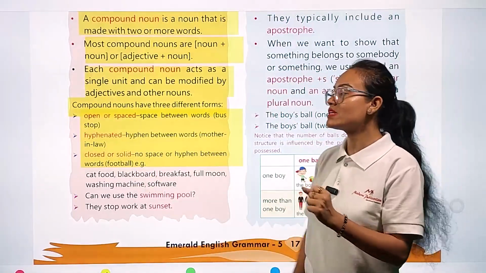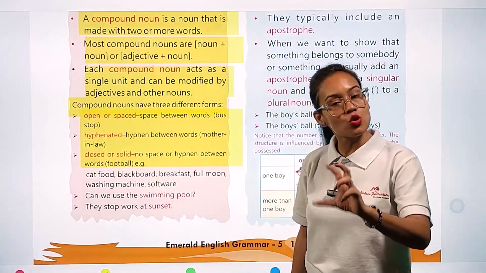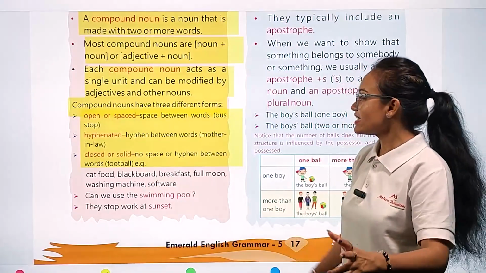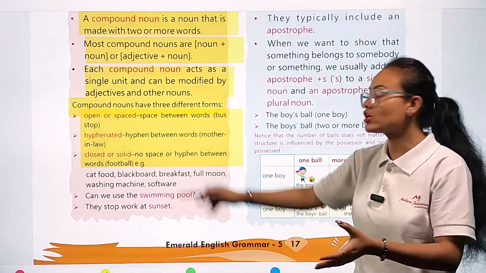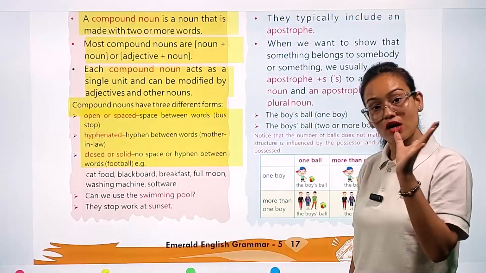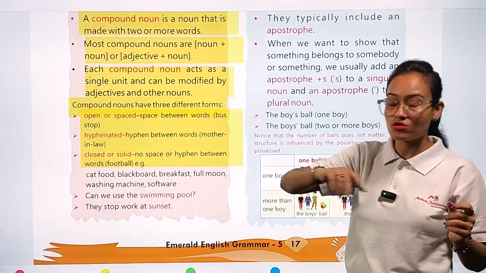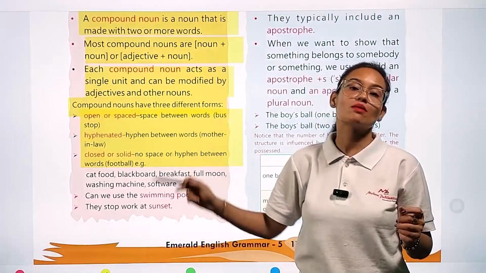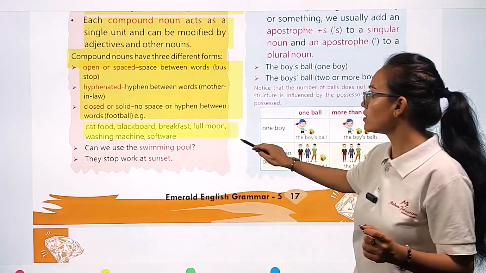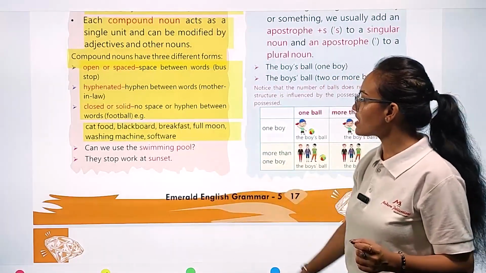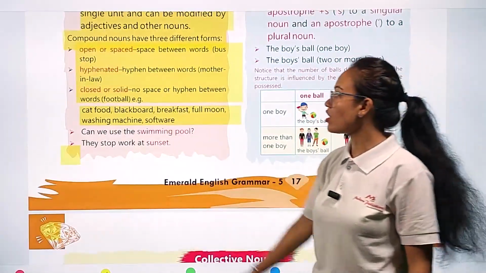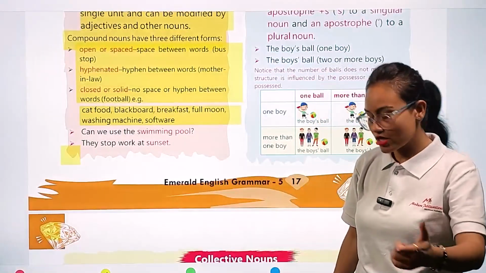Closed or solid means that in this type of compound noun there is no hyphen or punctuation mark used, and no space left. They are always closely packed, like foot and ball, two noun words, but written in a single stroke: football. Examples you can see here: cat food, blackboard, breakfast, full moon, washing machine, software. All of these come under the category of closed or solid compound nouns.